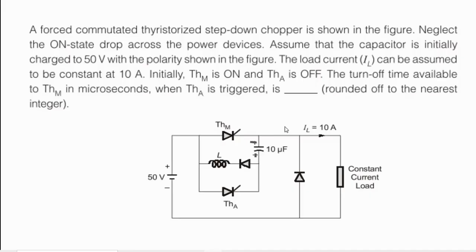So we all know that the circuit turn-off time is the time duration for which a reverse voltage is being applied across any device after the device is turned off. So we need to find out the time for which a reverse voltage is being applied across the device THM after it is being turned off. Okay, for that we need to solve the circuit.